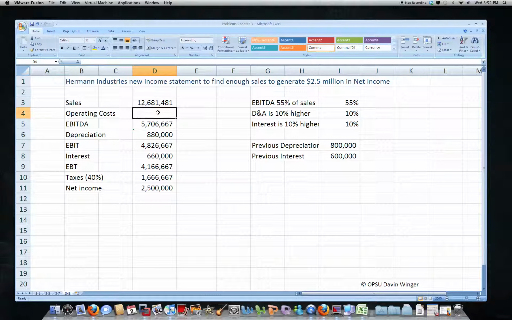Now our operating costs are 55% of our sales. So we just say sales times 0.55. And you'll see that our EBITDA is sales minus our operating cost. So there's our answer. If we want to have a net income of 2.5 million, we need to have sales of 12,681,481.